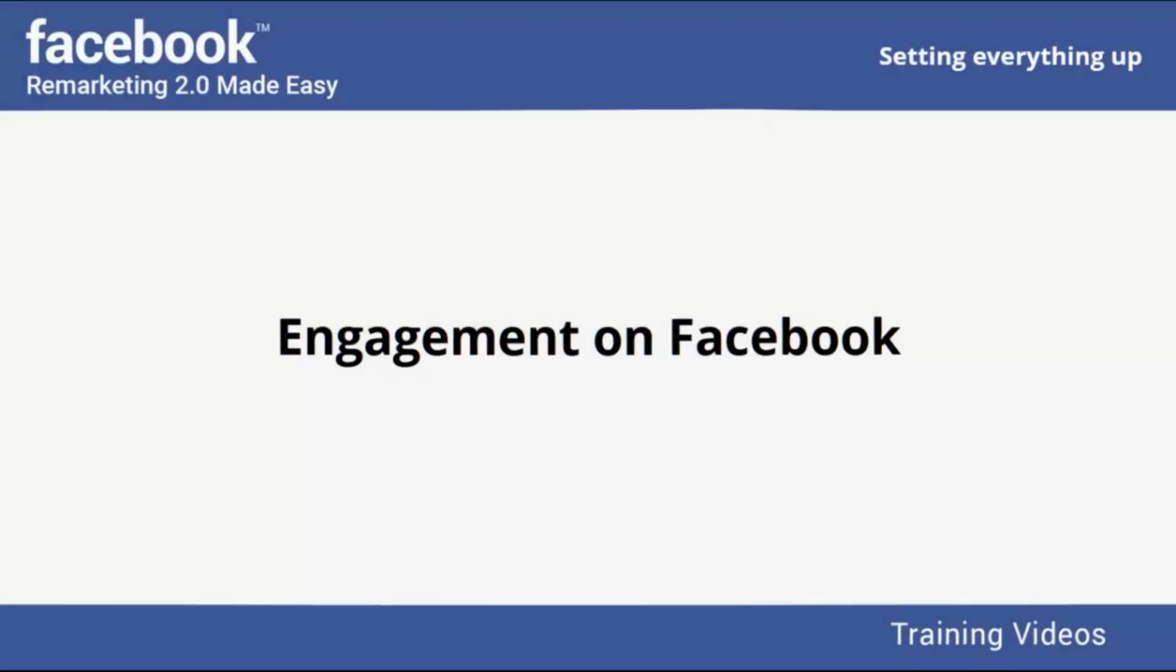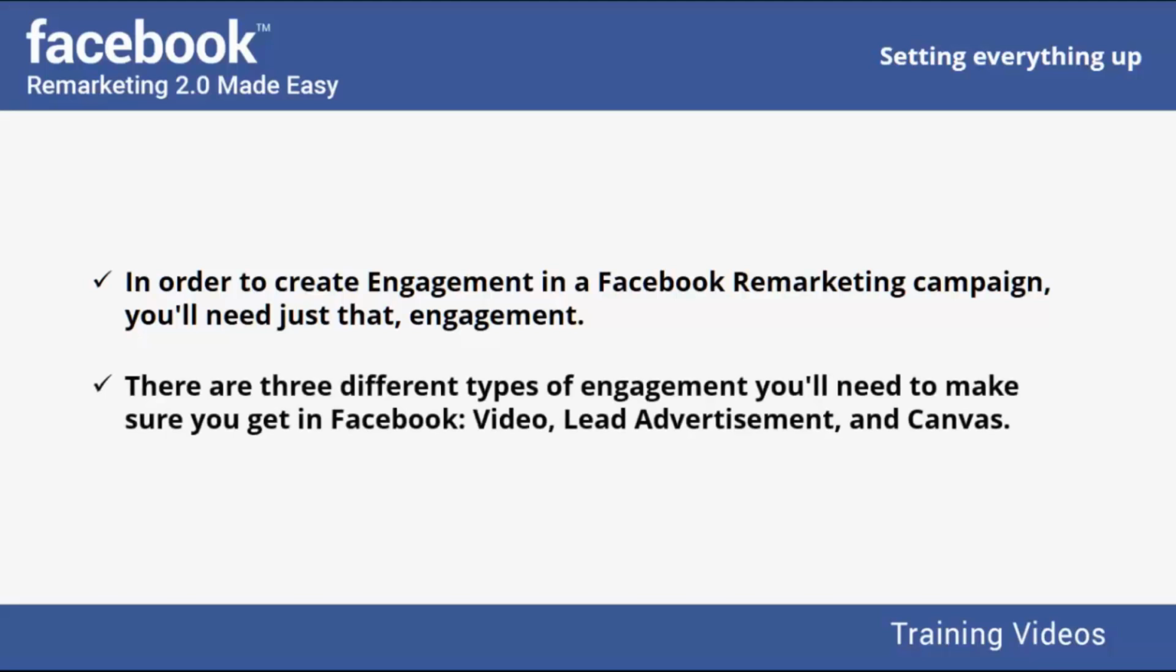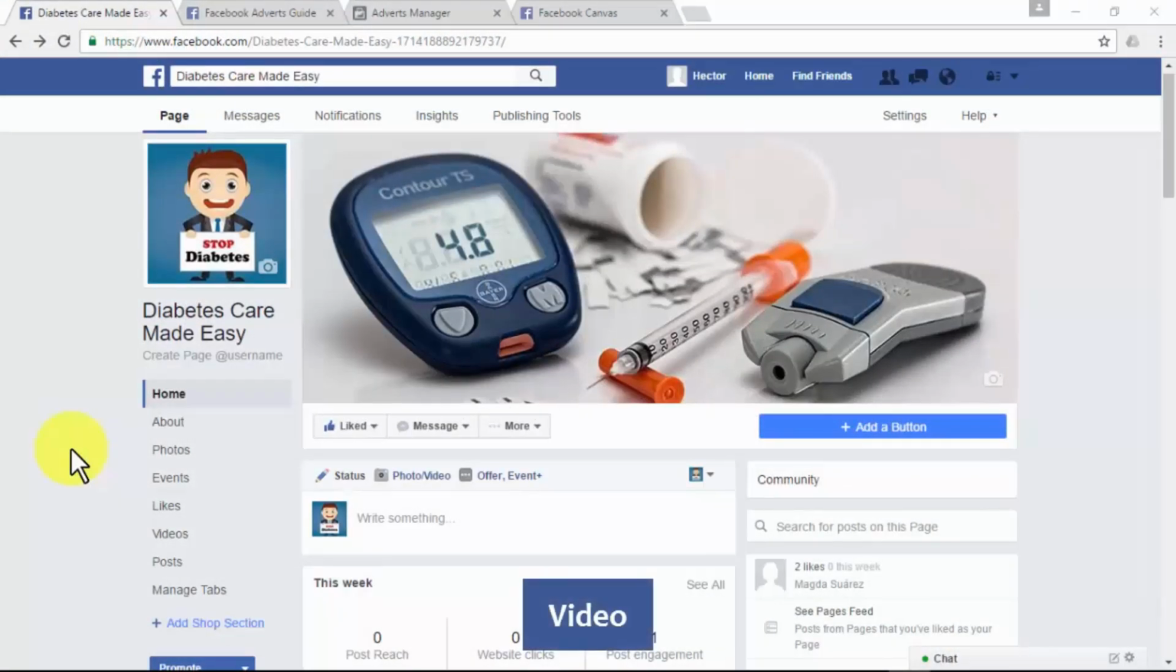Engagement on Facebook. In order to create engagement in a Facebook remarketing campaign, you'll need just that, engagement. There are 3 different types of engagement you'll need to make sure you get in Facebook: video, lead advertisement, and canvas. To set up a Facebook remarketing campaign for the video option, you'll need to create a list of people who have spent time watching your videos on Facebook.